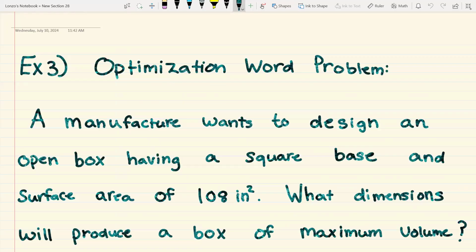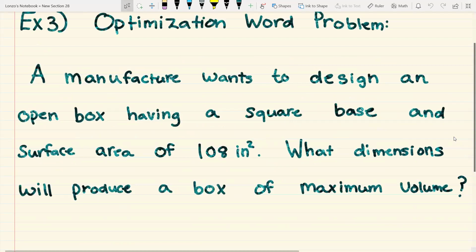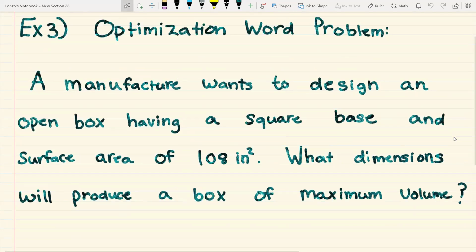Hello. In this video, I will do an optimization word problem involving an open box. So this is example 3, optimization word problem. It says here, a manufacturer wants to design an open box having a square base and a surface area of 108 inches squared. What dimensions will produce a box of maximum volume?